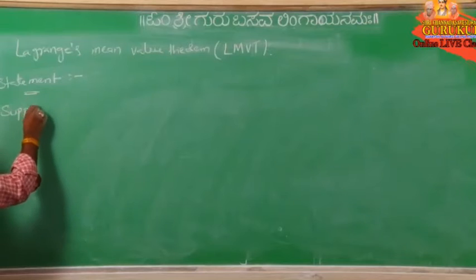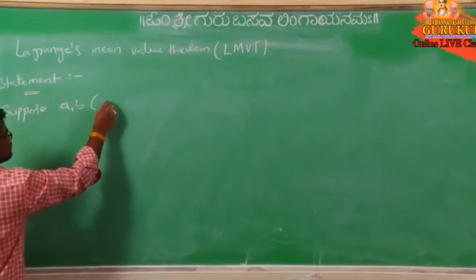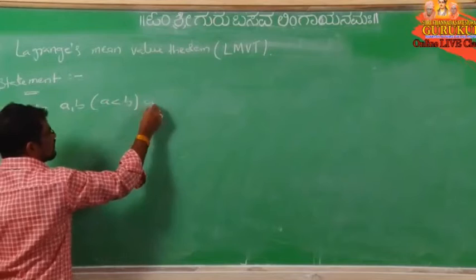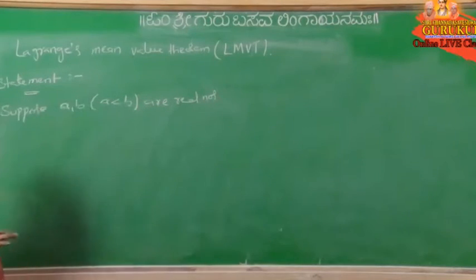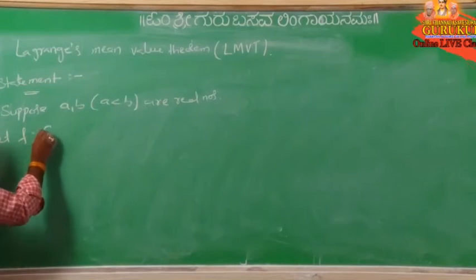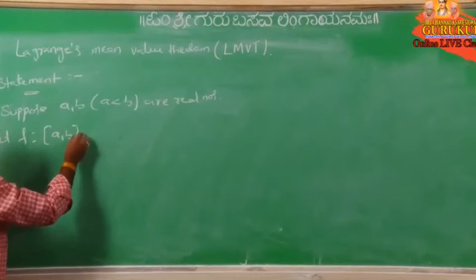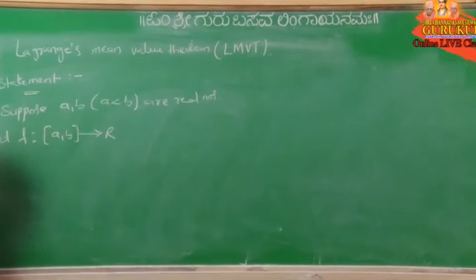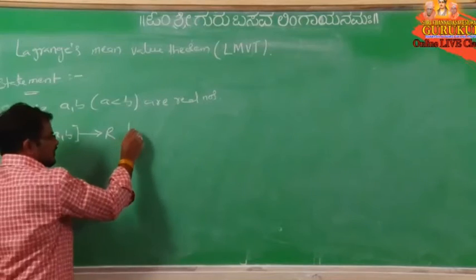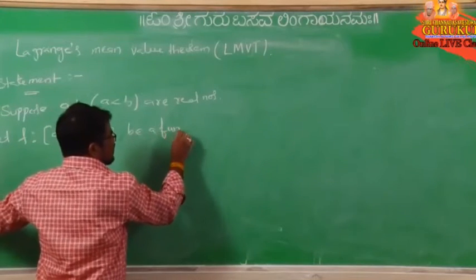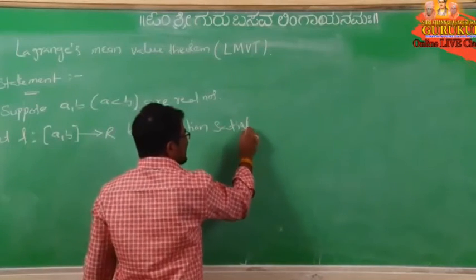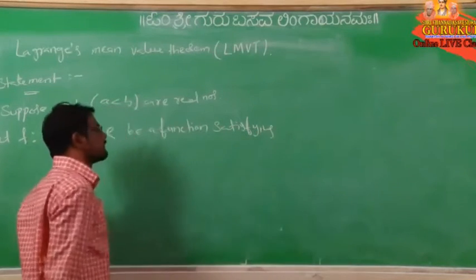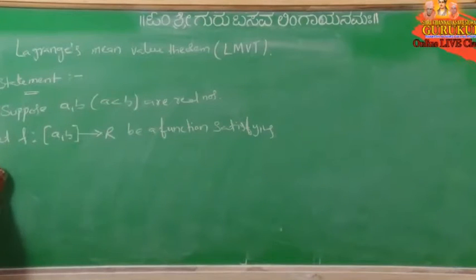Next, this one is the statement you take. Suppose a, b, with a less than b, are two real numbers. Let f be a function mapping from closed interval [a, b] to R, a real-valued function, satisfying the following conditions.